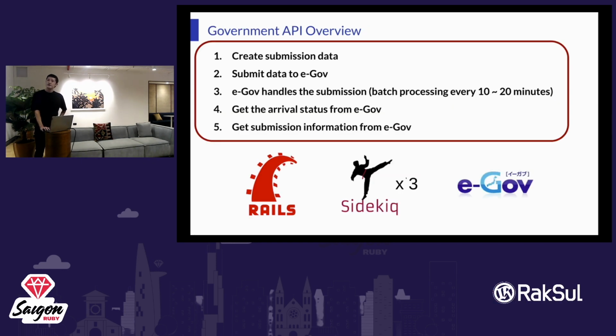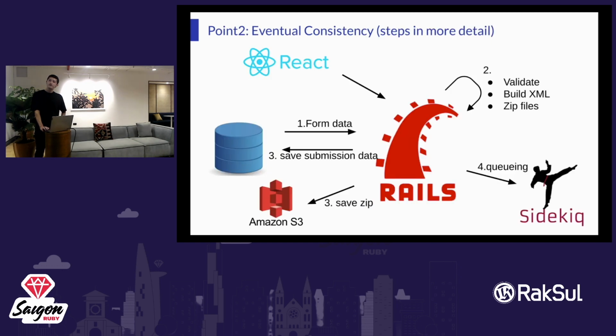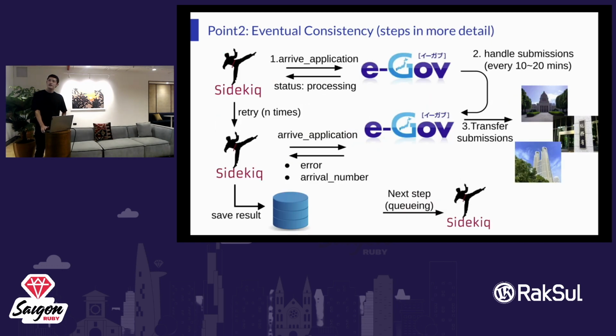The next steps are 3 and 4. First, the Sidekiq process calls the arrive application API. But sometimes eGov returns status processing, because eGov handles submissions every 10 to 20 minutes. So after eGov handles submissions, we can call the arrive application API again. Then it returns an arrival number or error. Then we save the result and go to the next step.